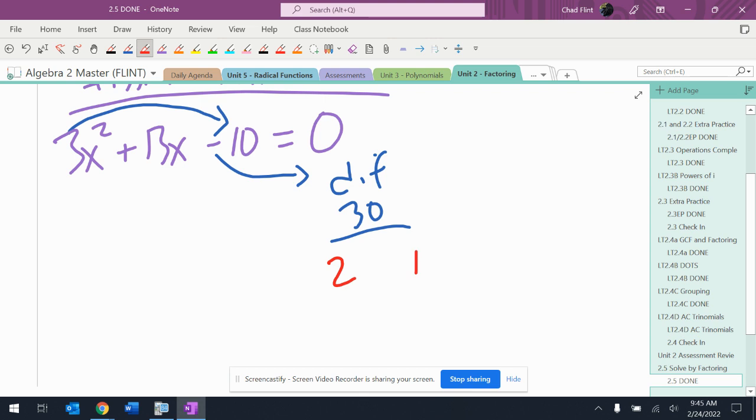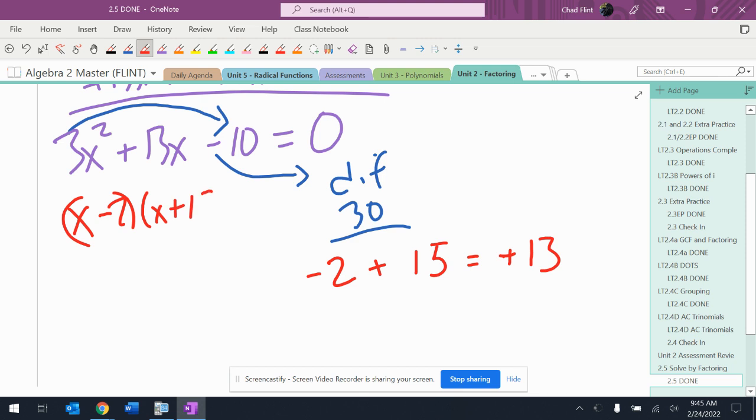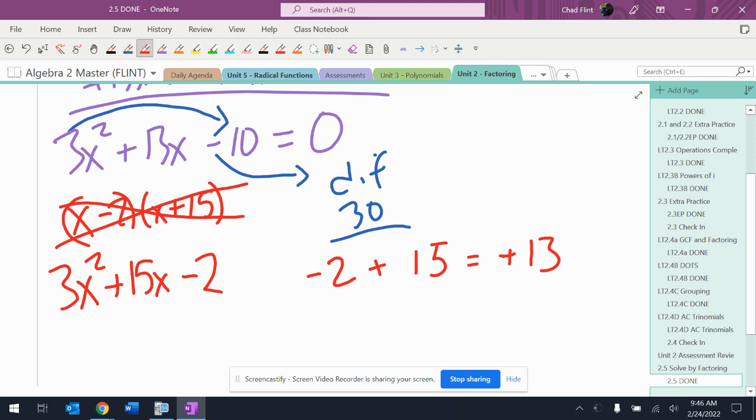So I'm eventually going to make it to 2 and 15. It's got to be positive 13, and that's going to be a negative 2 and a positive 15. All right, but remember, that doesn't mean that you go x minus 2 and x plus 15, because that will not give you what you want there. That means you do 3x squared, and then I put either a plus 15x or a minus 2x. I'm going to put a plus 15x because 3 and 15 share a GCF. And then 2x and 10 share a GCF.